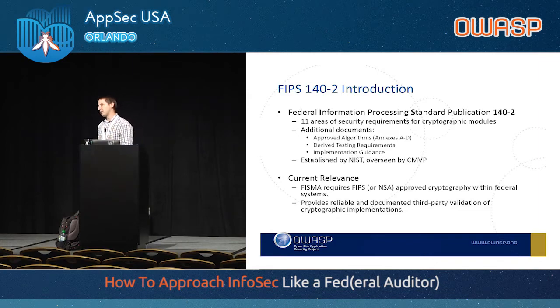So basically, you'll be concerned about FIPS if you are trying to sell a product to the federal government that does cryptography. Essentially, there's FISMA legislation that requires either FIPS or NSA-approved cryptography if it's happening within a federal system. But also, the nice thing about it is that it provides a third-party independent validation of security claims for a product. So you can have assurance that a product that you're buying actually does what it says it does.